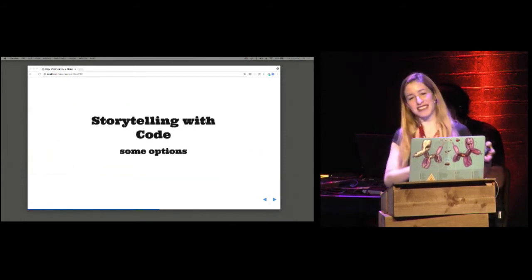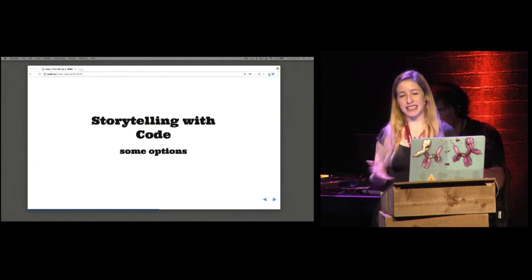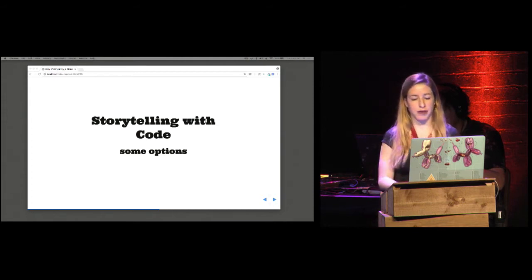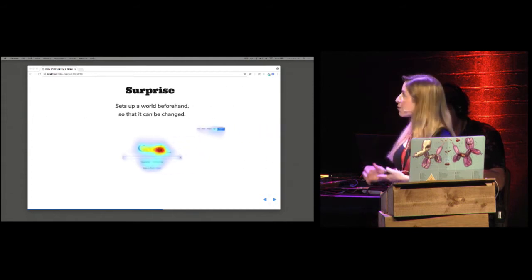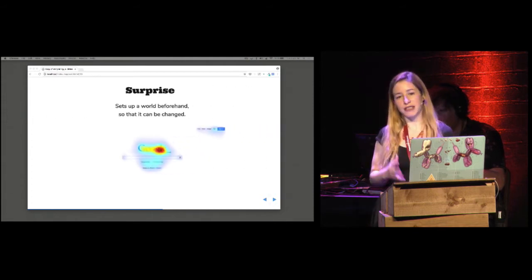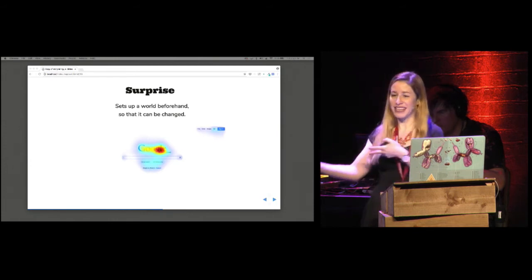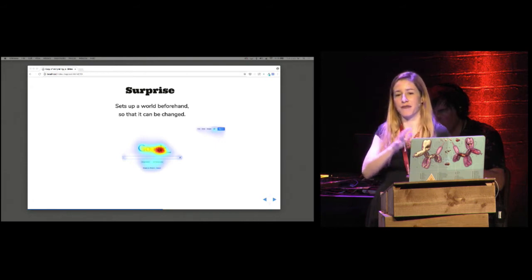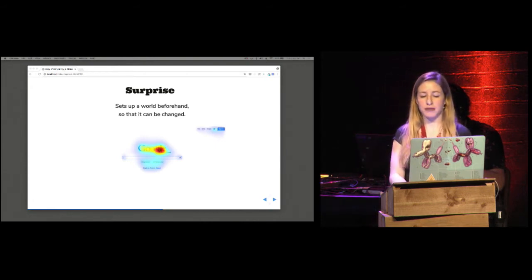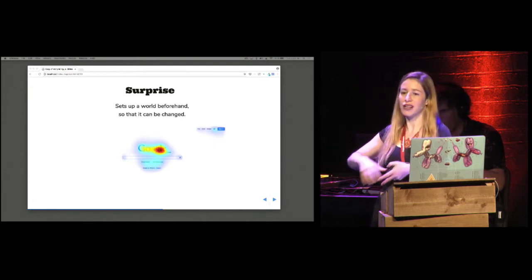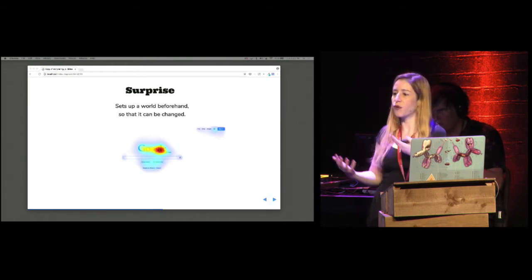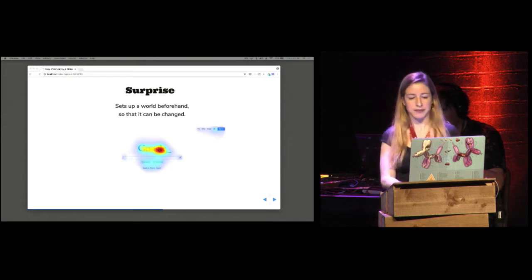Okay, we talked about some good examples and some bad examples, so now let's talk about storytelling with code and some of the options that are available to you. We talked about surprise. One thing to know about surprise is that nothing's surprising unless you set up a world beforehand. The whole thing about surprise is that it's different from the thing that came before it. So here's a heat map of Google. Again, consider what people are seeing when they're looking around your site before you do something really interesting.